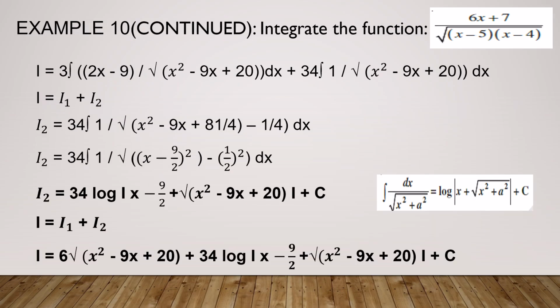Now our second integral is 34 into the integral of 1 upon root of x square minus 9x plus 20. If your middle term is 9x, the last term should be 81 by 4. But it is 20, so 20 is 81 by 4 minus 1 by 4. So now it is in our standard form dx upon root of x square minus a square. So your second integral is 34 log of x minus 9 by 2 plus root of x square minus 9x plus 20. So the final answer is 6 into root of x square minus 9x plus 20 plus 34 into log of mod of x minus 9 by 2 plus root of x square minus 9x plus 20, plus c.